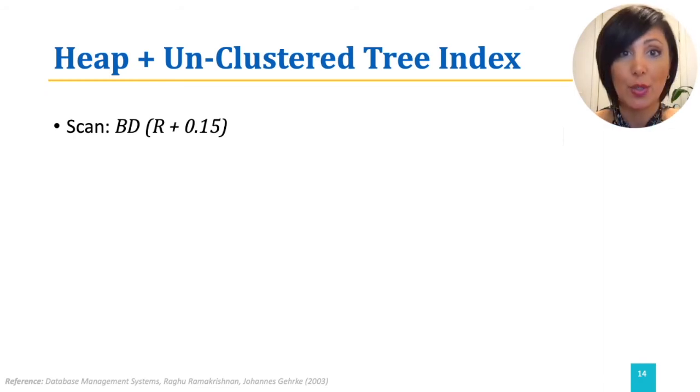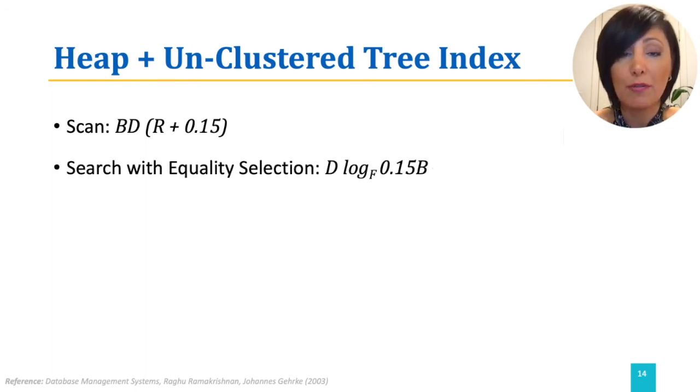For cost of search with an equality selection, using a similar logic to the clustered B+Tree file and the 1/10 size of the data entries in the index file, the cost of locating the page with the data record is D times logarithm of 0.15B to base F. Then we need to find the record in the data page, which, given the same logic of binary search, 67% occupancy, and data entry size being 1/10 of the data record, could be estimated at C times logarithm of 6.7R to base 2.